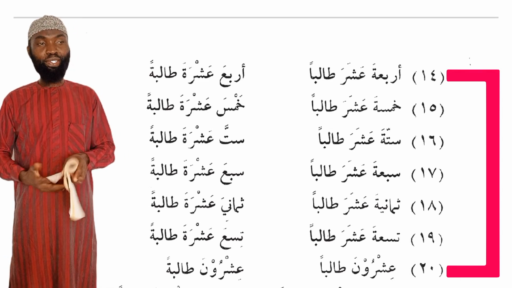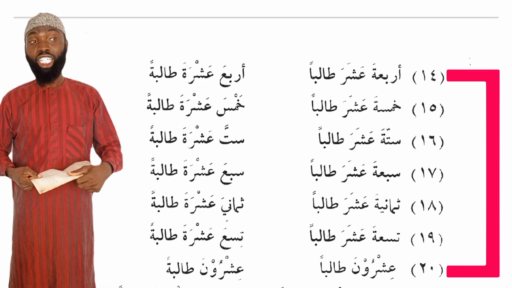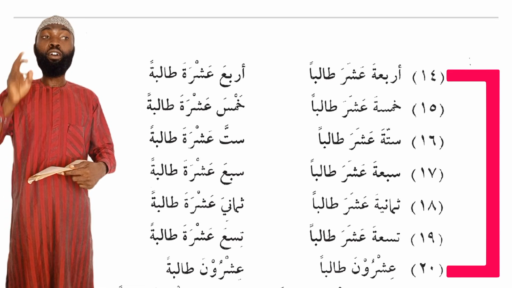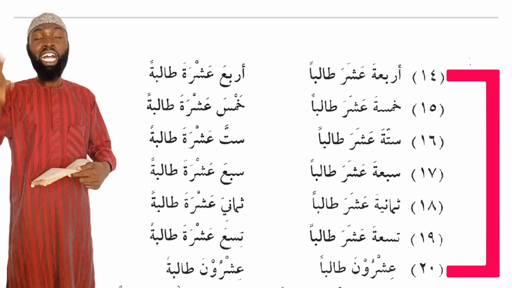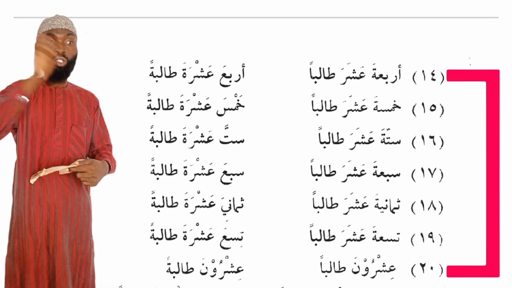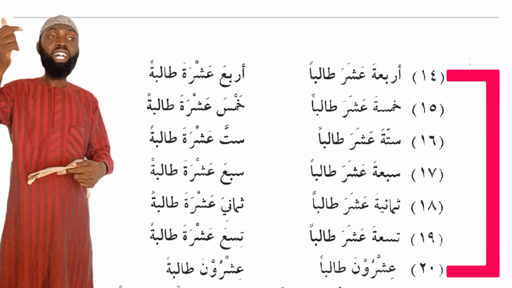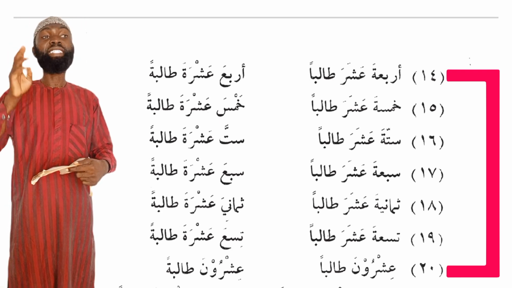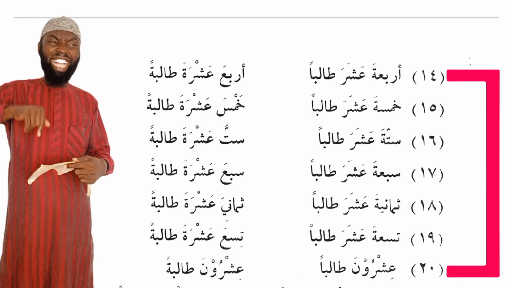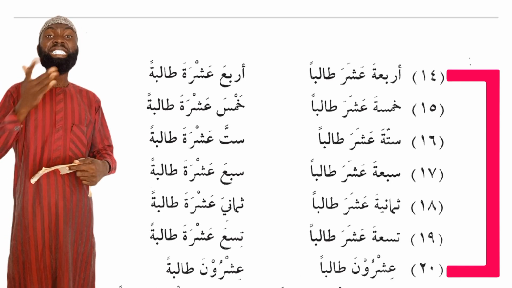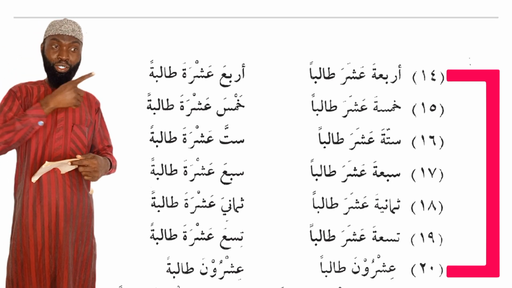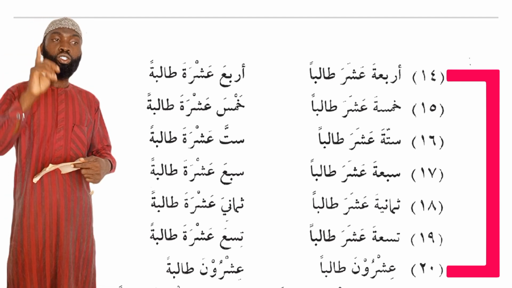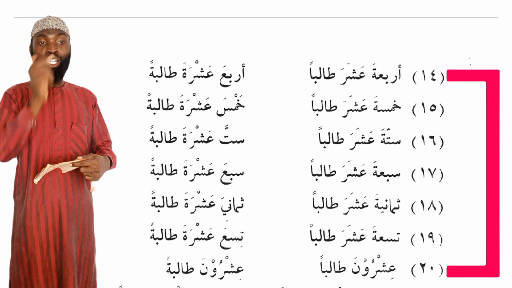Do you understand? 15 male students, khamsata ashara taliban. For females, khamsa ashrata talibatan. Then if you have 16 male students, you will be what? Sittata ashara taliban. For female, sitta ashrata talibatan. 17, sab'ata ashara taliban. Sab'a ashrata talibatan.